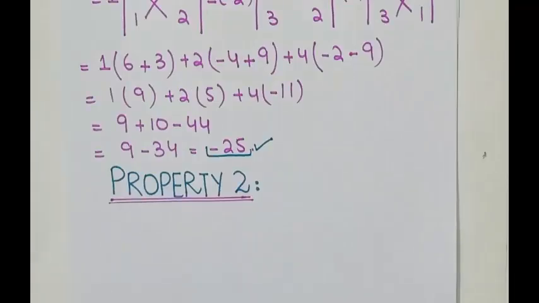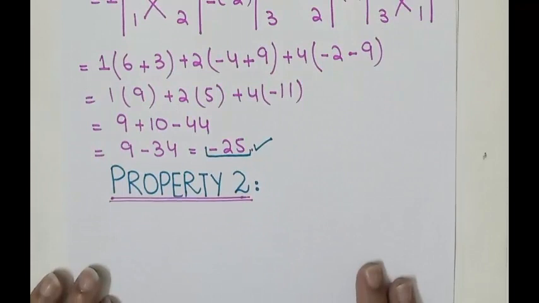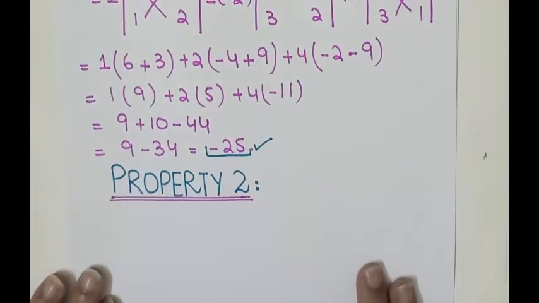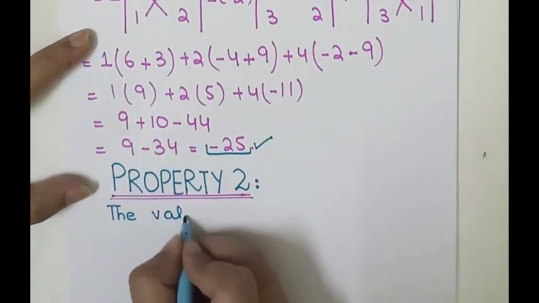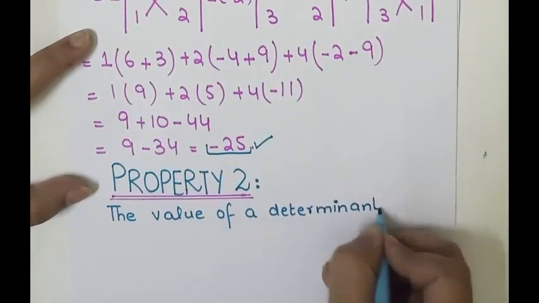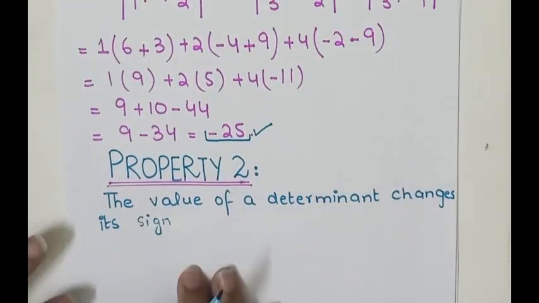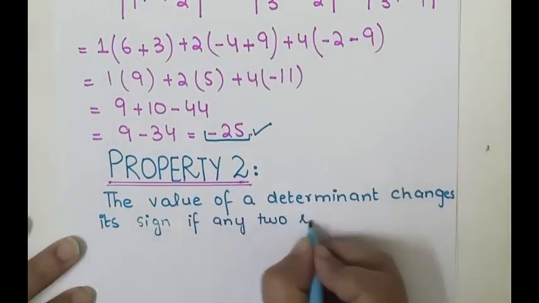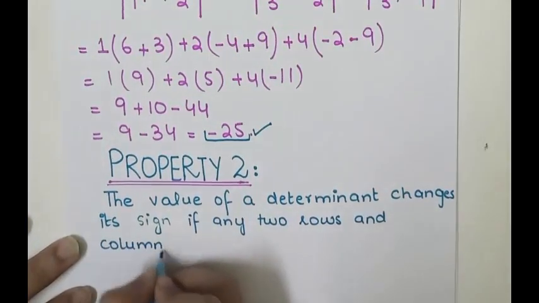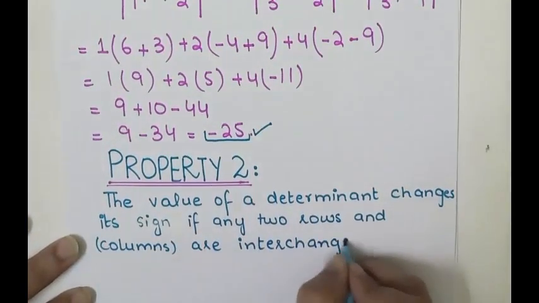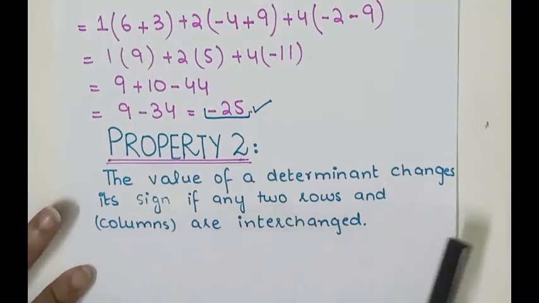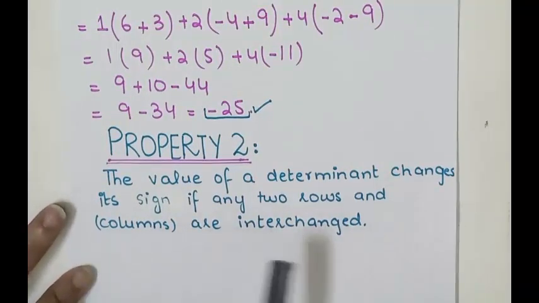Okay, property number 2 says the value of our determinant changes sign if any two rows or two columns are interchanged. So the value of a determinant changes its sign if any two rows or columns are interchanged.